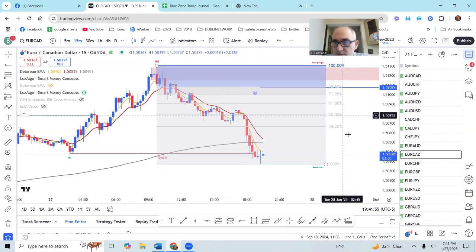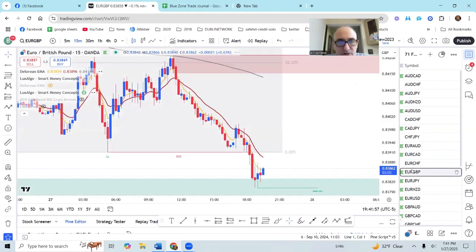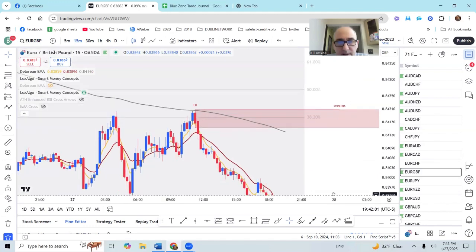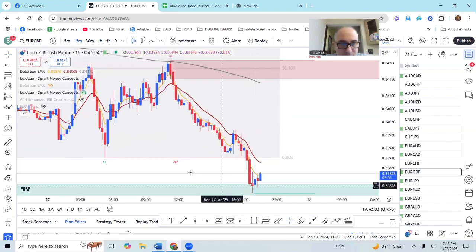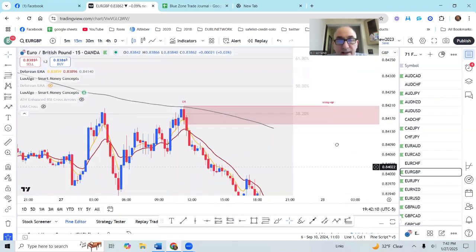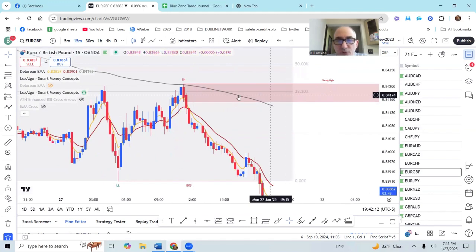Okay, so that's what we're looking at there. EUR GBP. This one now has made a new low here. You can see you get a break of structure to the downside right here, a continuation of the trend. And now we have a new fresh order block here. So you can see that the indicator is giving us a new order block.